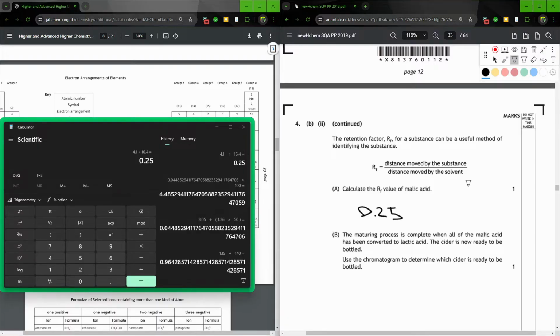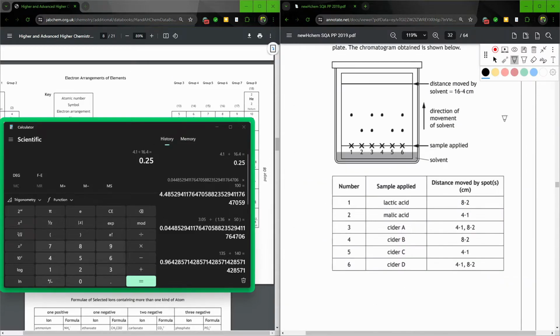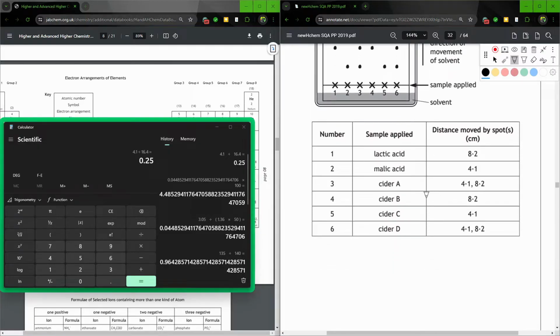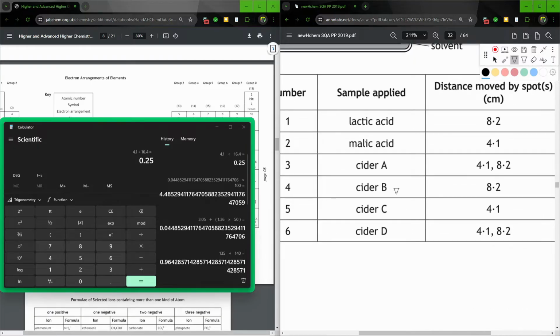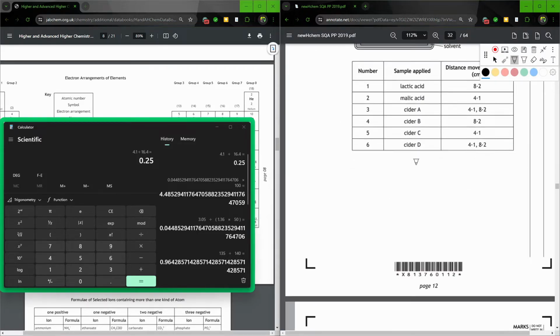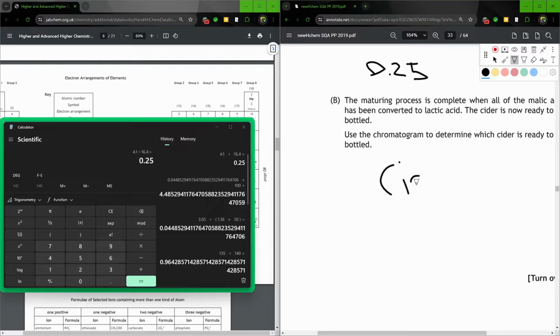The maturing process is complete when all of the malic acid is converted into lactic acid. The cider is now ready to be bottled. Use the chromatogram to determine which cider is ready to be bottled. So we should only see lactic acid. If you have a look around, some of them have two spots, which means there's both malic acid and lactic acid in there. 8.2 corresponds to lactic acid, and malic acid is 4.1. So we just want to find the cider that only has 8.2 in it, which is cider B, because cider C hasn't even begun getting converted, and ciders A and D are still in the process. So cider B.